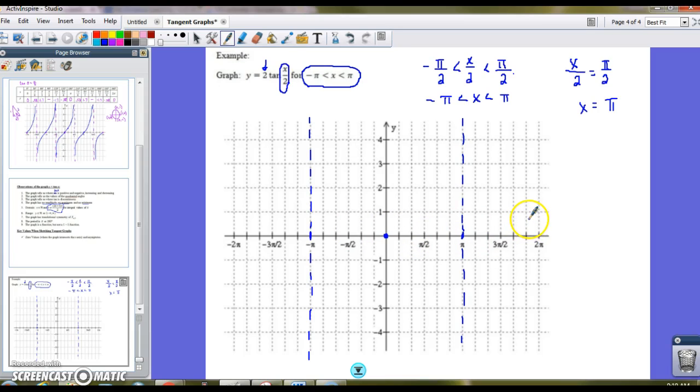So all I'm going to do is substitute in pi over 2 for x. So I've got y equal to 2 times the tangent of pi over 2 over 2. That's the same as 2 times the tangent of pi over 4. Pi over 4 is 45 degrees. The tangent of 45 degrees, that's one of your special right triangles, is 1. And so I take that 2 and multiply it by 1, so I get 2. So at pi over 2, I'm up here at 2.